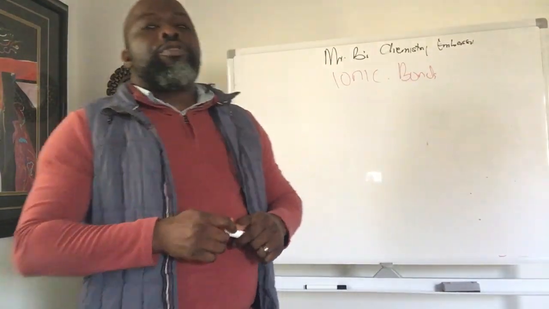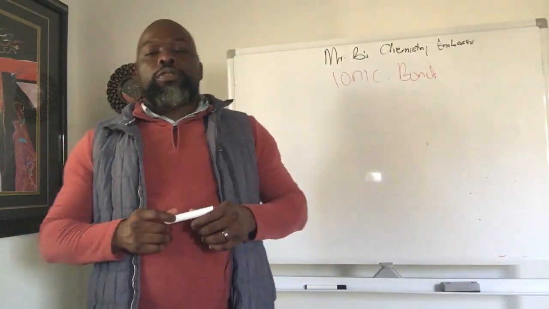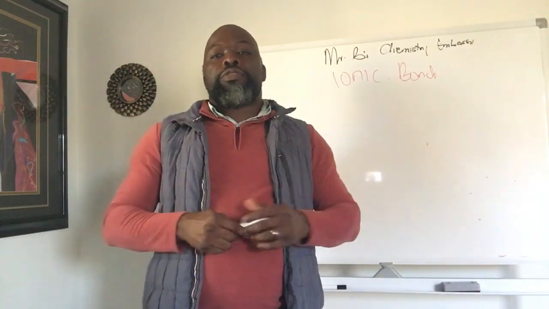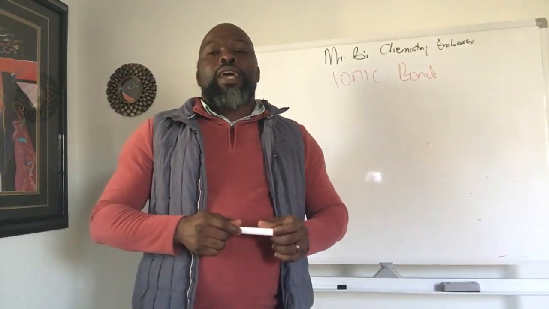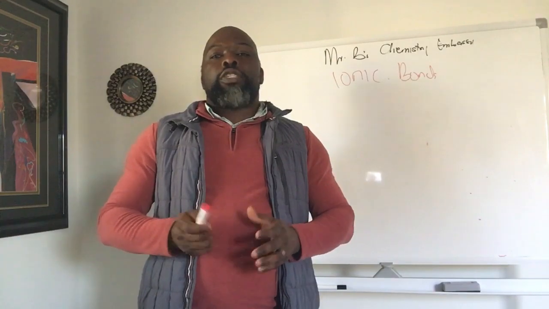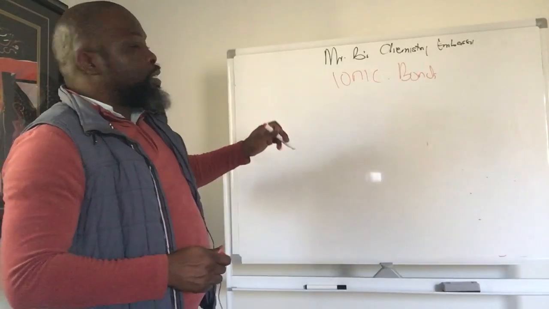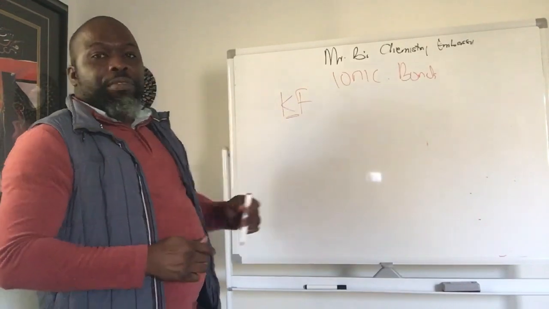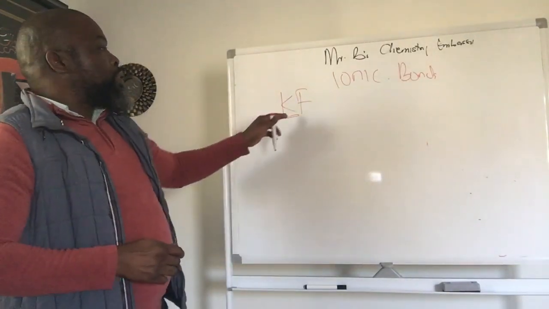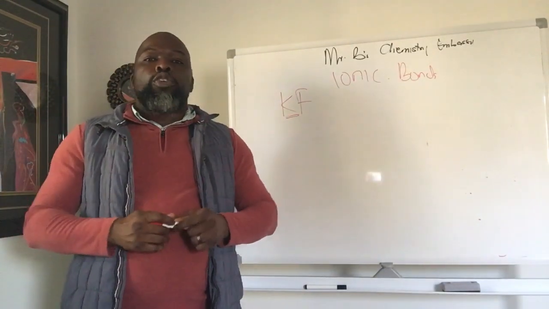Now, how do you know? Let's say you are given a compound. To form a compound, you need two or more elements to join together. So let's say you are given a compound and you are asked to find out what kind of bond is gluing this compound together. Let's say you are given a compound like potassium fluoride, represented by KF. And somebody asks you, what kind of bond links this potassium fluoride together? How would you know?